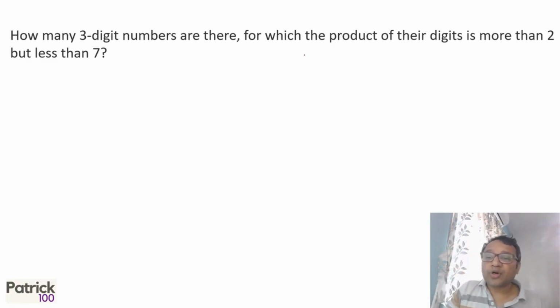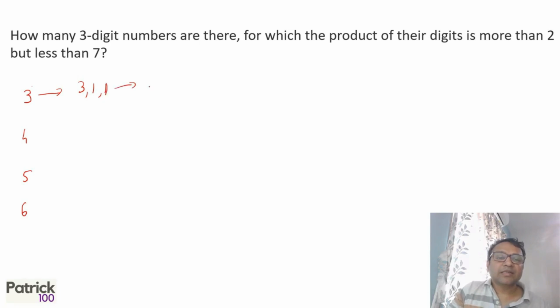How many three-digit numbers are there for which the product of the digits is more than 2 but less than 7? Now these types of questions you need to be a little systematic. So more than 2 and less than 7, the product can be 3, 4, 5 and 6. Limited numbers, so you can always go systematic. When the product is 3, the digits can be 3, 1 and 1. The number of ways this can be arranged is 3 factorial upon 2 factorial, or 3 ways, because 3 can be first or second or third.